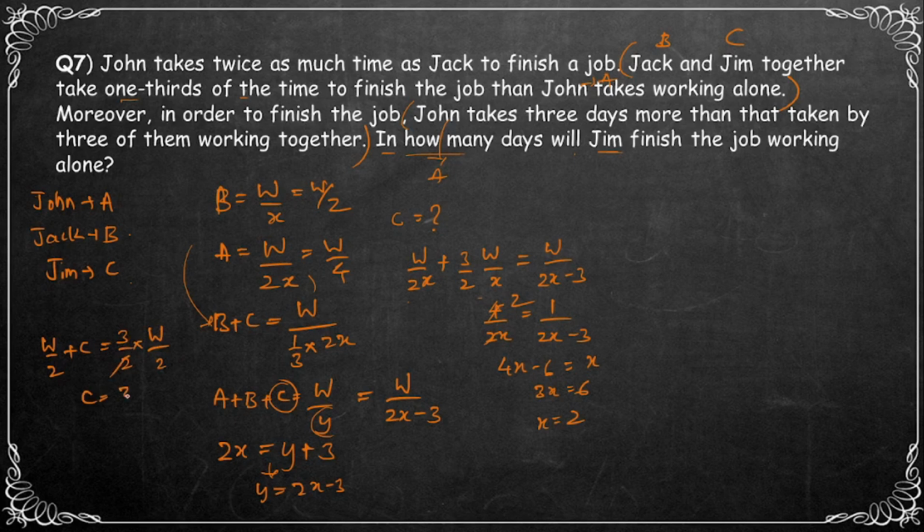So c is equal to 3 by 2 into w by 2 minus w by 2. So w by 2, if you take common, 3 by 2 minus 1, this is nothing but 3 minus 2 by 2. This is nothing but 1 by 2. So w by 2 into 1 by 2, so c is equal to w by 4. So he can do it alone in 4 days. So Jim can do it alone in 4 days is the answer.